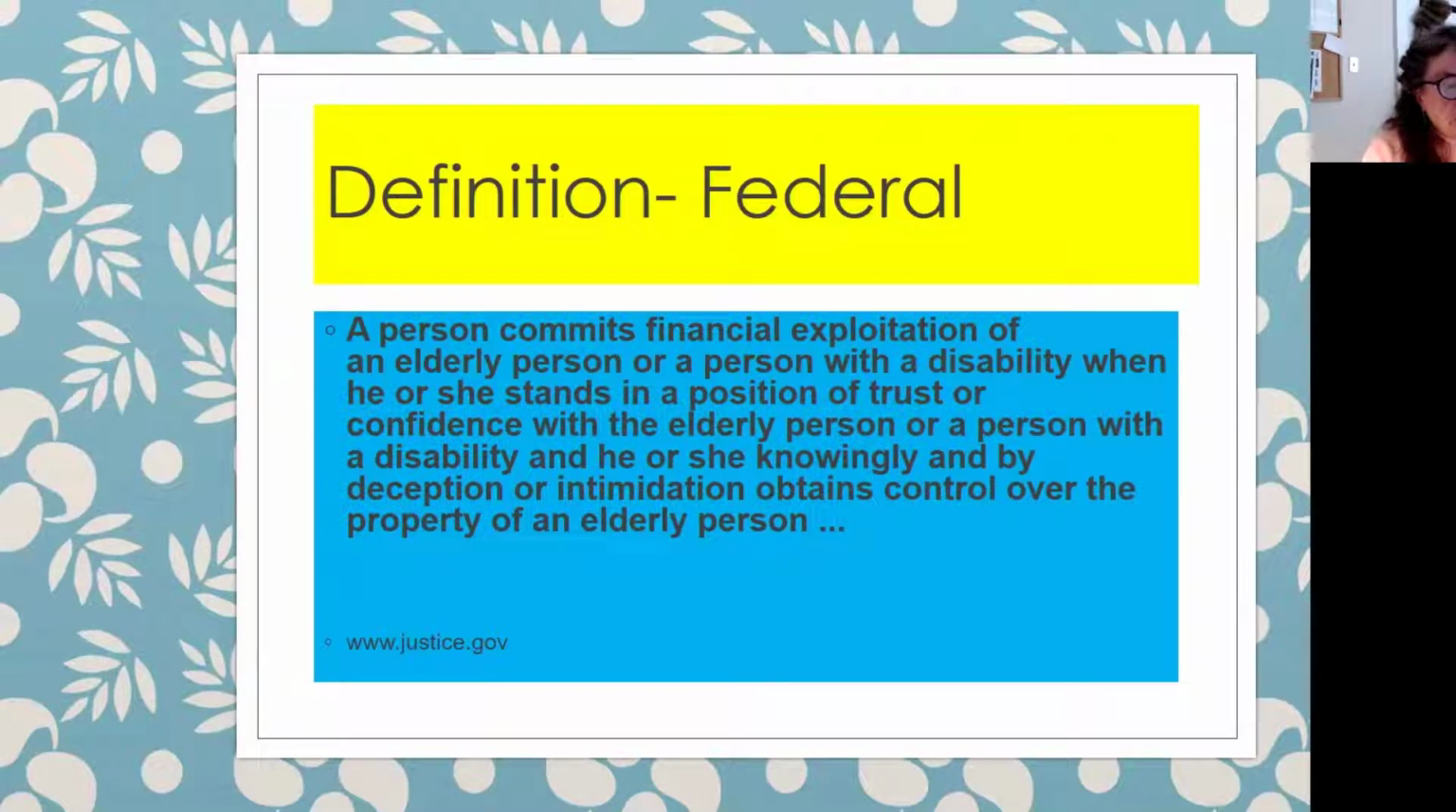So at the federal level, financial exploitation means that a person with a disability or an elder that is in a position of trust with somebody, it could be a family member, it can be a community member, it can be a business, it can be a government employee, knowingly and by deception or intimidation gains control over the property of an elderly person. This comes from the justice.gov, who is a major organization and has a lot of feedback into all the states, helping all the states become successful in dealing with this from a federal level.